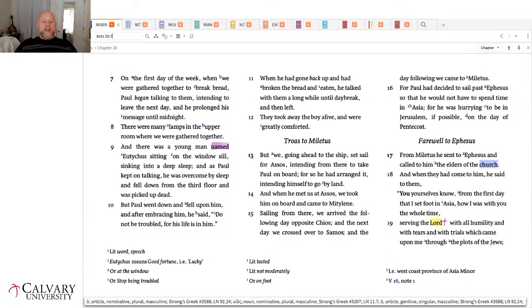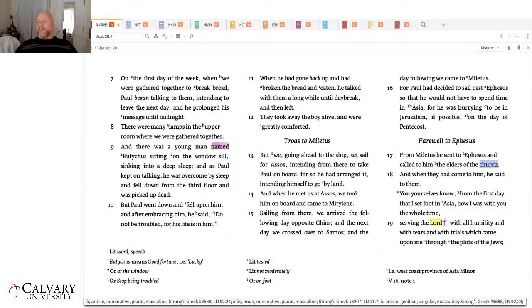All right, so this was in some ways, I think, a normal gathering, first day of the week. It was in the evening over dinner. I think that was normal. But there are obviously also some abnormal things about this. Paul was there, for one thing, and because he was the guest teacher at this church, they let him talk as long as he wanted, and he prolonged his message until midnight. And then we see later in verse 11, he talked with them a long while until daybreak.